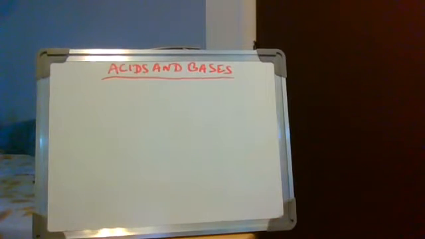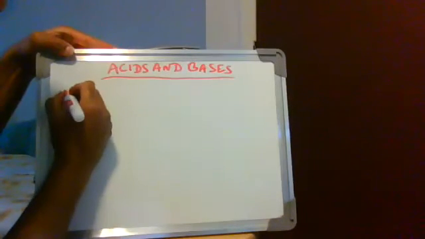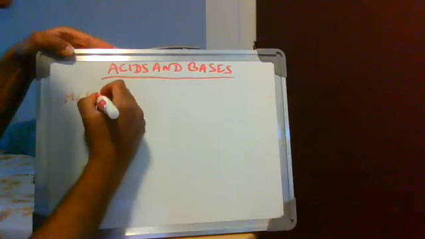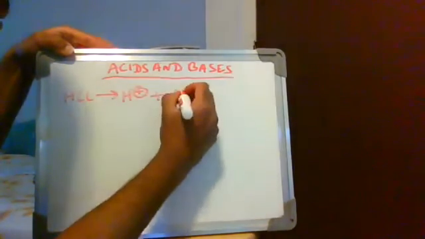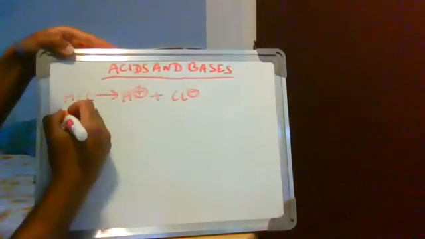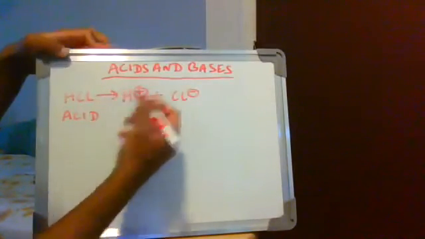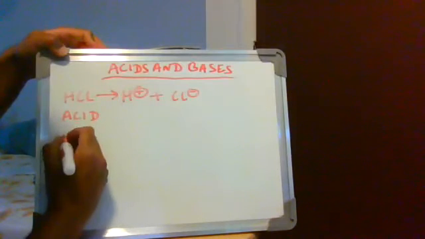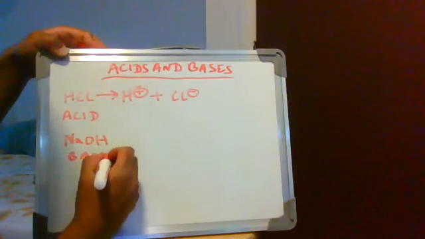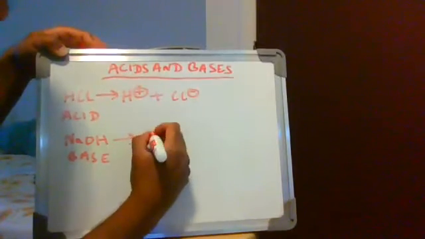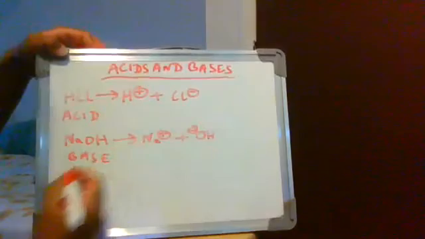So in the last class we discussed what an acid is and what a base is. Take an example of an acid, hydrochloric acid, HCl. It dissociates to give H+, or protons, and Cl-. So an acid can dissociate to give protons. Similarly, a base, let's take sodium hydroxide, can dissociate to give OH-, or hydroxide ions.